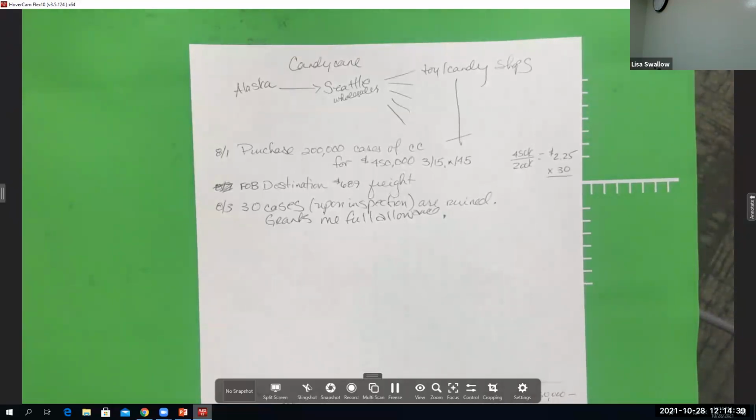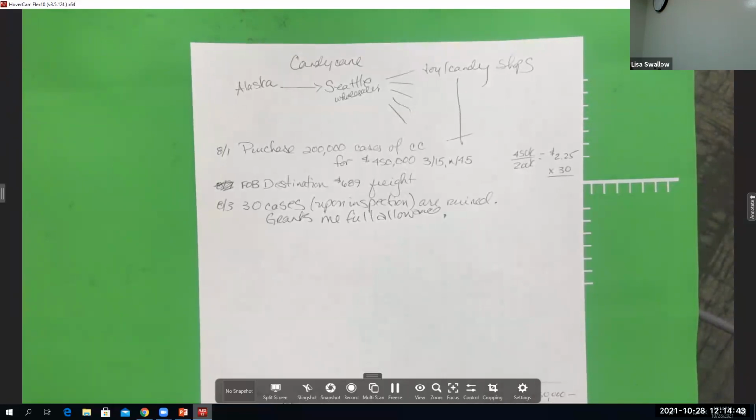Okay. What do I debit and what do I credit? Remember that big T account we just made? What two things go on the debit side? When you pay freight and your purchase price. What goes on the credit side? Purchase allowances and returns and purchase discounts.